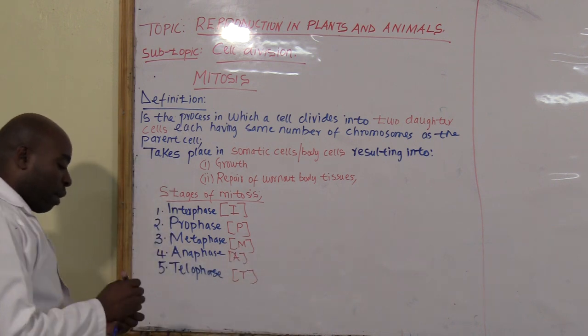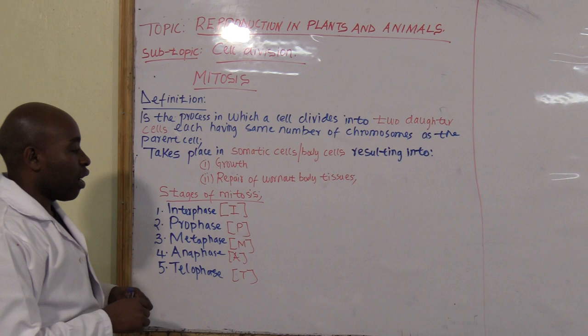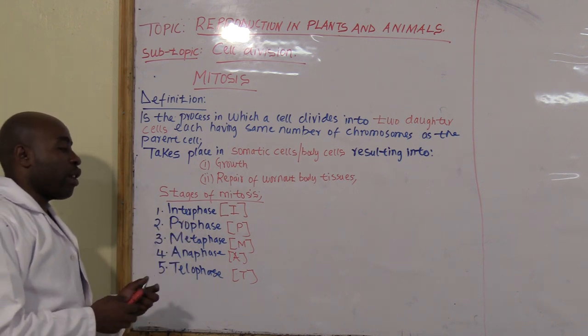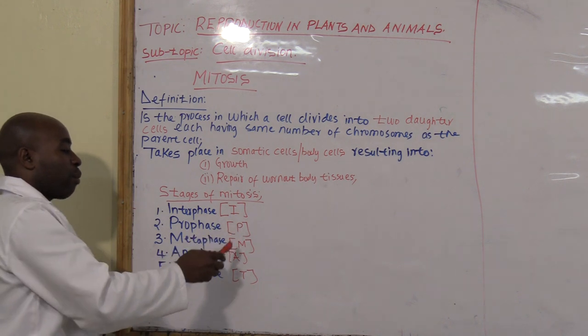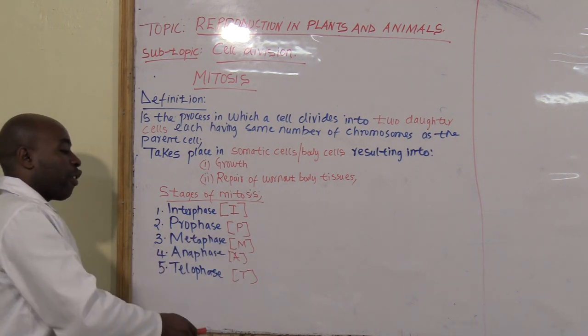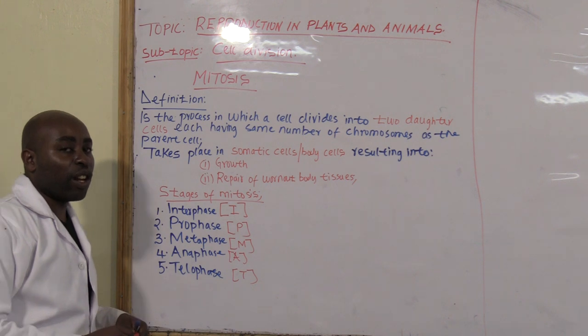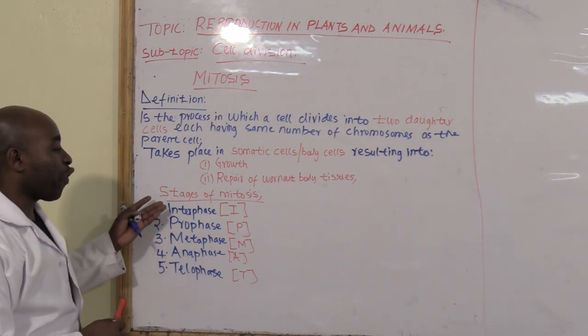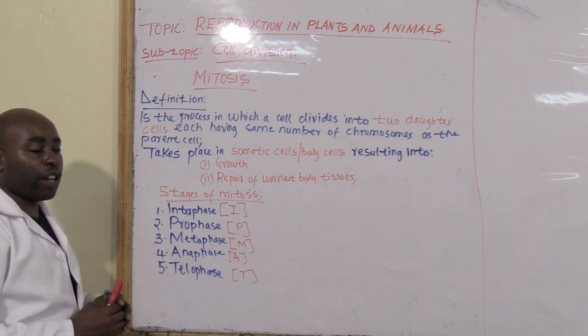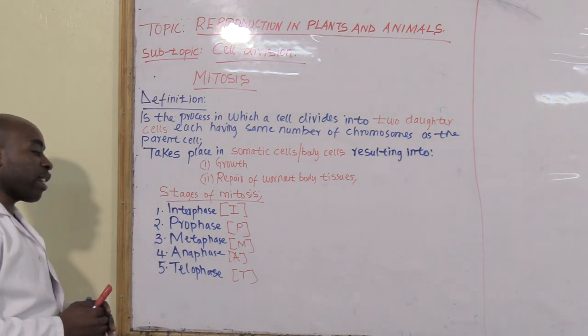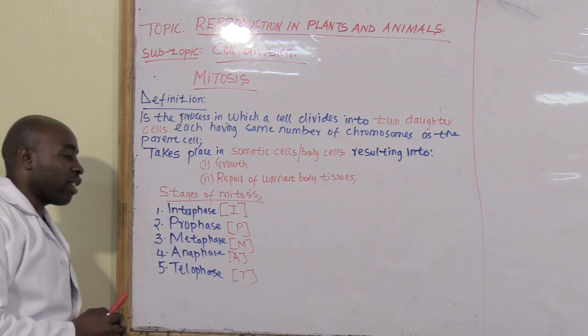So in case you don't want to forget how these stages follow each other, you just have IPMAT. IPMAT, that is for interphase, prophase, metaphase, anaphase, and finally telophase. So these are the stages of mitosis, or basically the stages that occur during cell division. So we have interphase, prophase, metaphase, anaphase, and telophase.